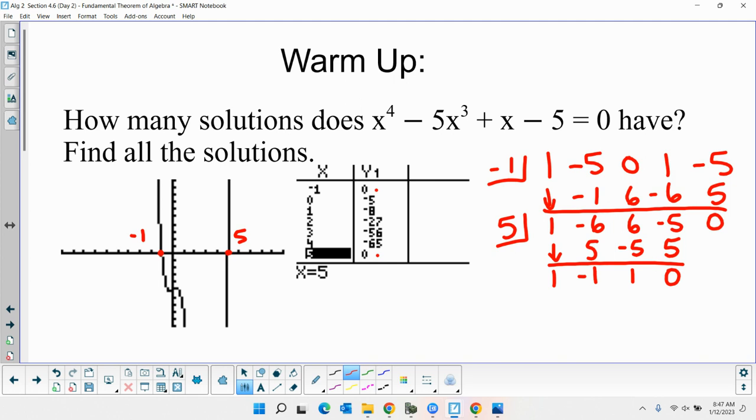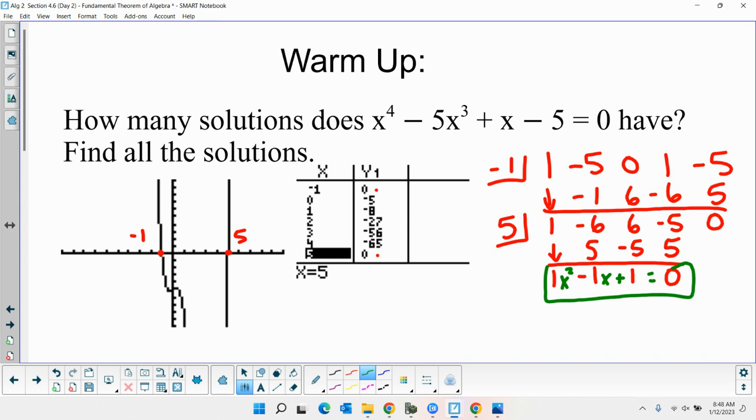So this is my quadratic now. Remember, it started out x to the fourth. After I did synthetic division once, x to the third. After I do it a second time, it's x squared. So this is x squared minus x plus 1 equals 0. That's the equation I have to solve now.